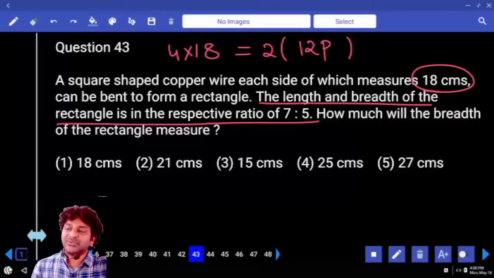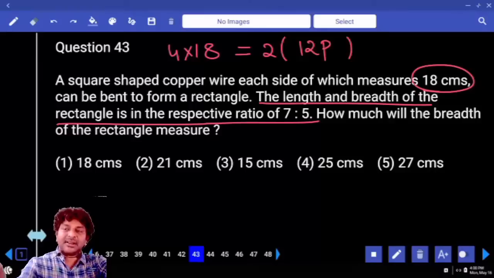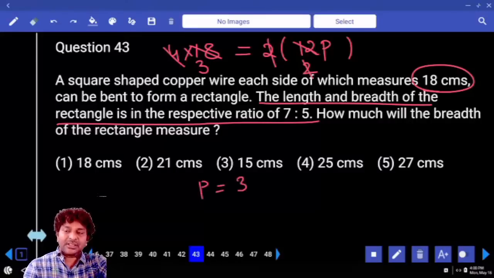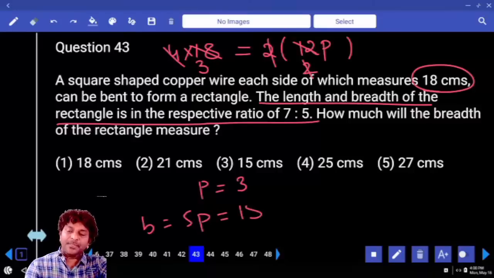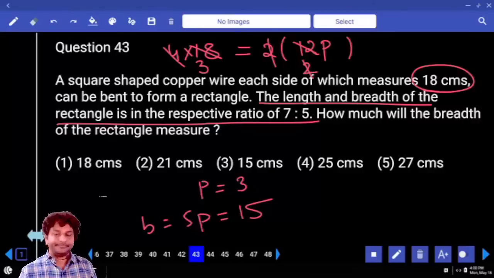Now how much will the breadth of the rectangle measure? Breadth is equal to how many parts? It is equal to 5 parts, right? 6 3 times, 6 2 times, 2 into 2 is 4, gets cancelled. So from this, P is equal to 3. Breadth is equal to 5 parts, which is equal to 15. Over.